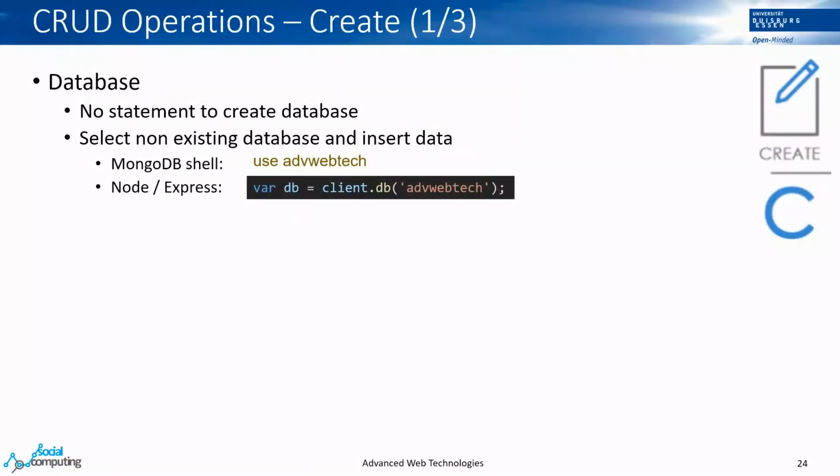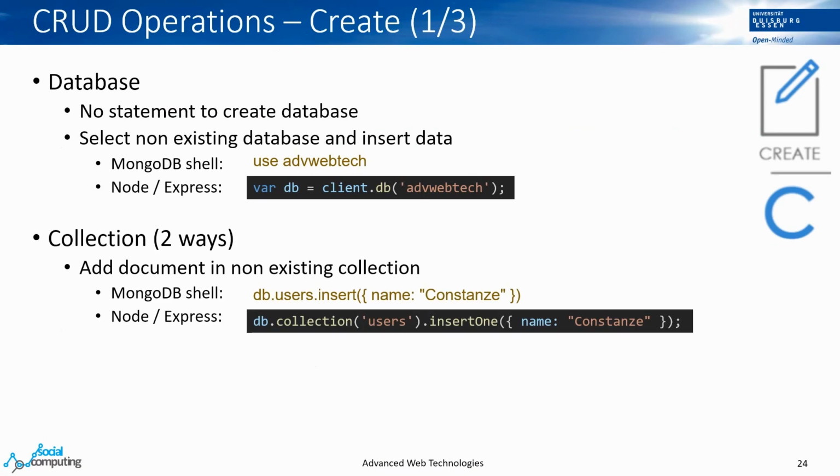So now with this we have connected to our database. The next step is to create a collection. There are two ways to create a collection. The first way is to add a collection to a non-existing one. So how can we do that? For example, let's say we want to add a user named Constance in our users database.